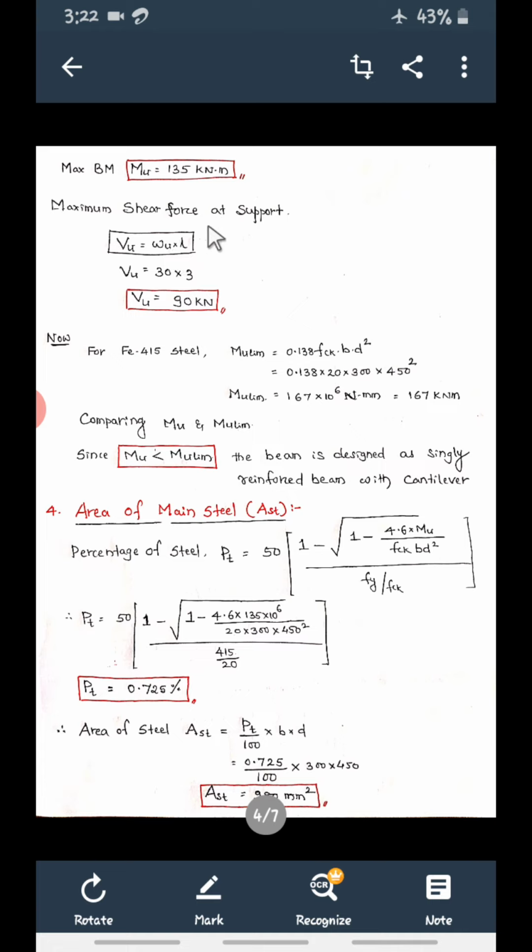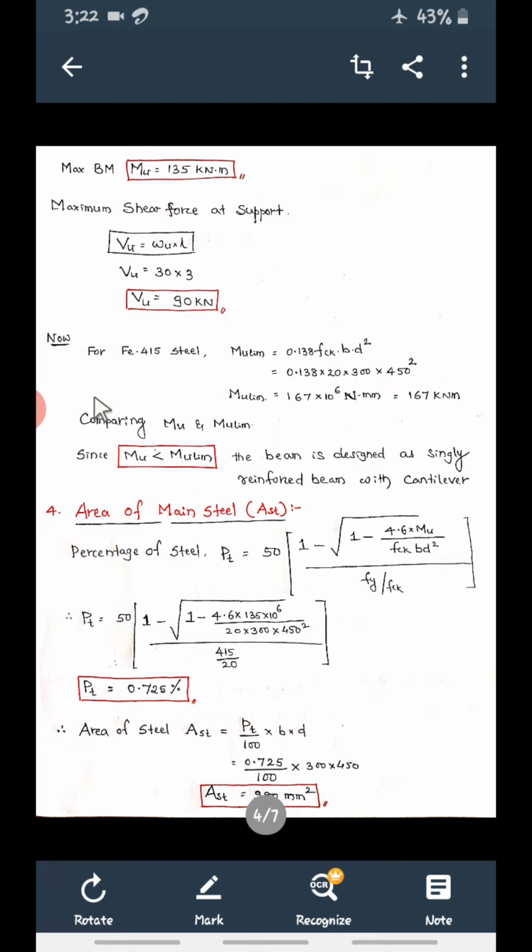135 kilonewton meter will be the maximum bending moment at the support. Similarly, the maximum shear force at the support. Where is the shear force maximum? It is also at the fixed end, and it is given by WU into L. WU is 30, the total load, into the span of 3 meter. Therefore VU is equal to 90 kilonewton. So the total maximum shear force at the support is 90 kilonewton.